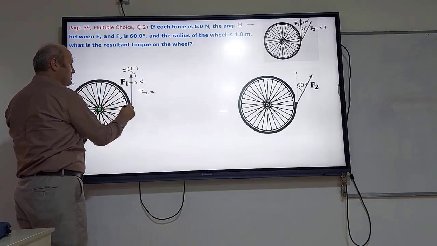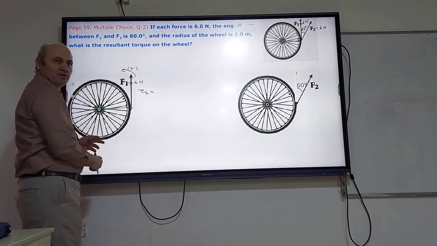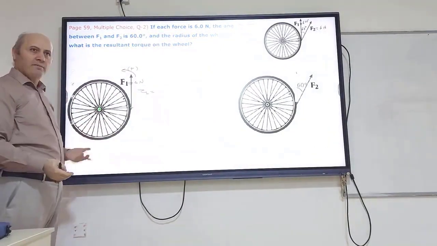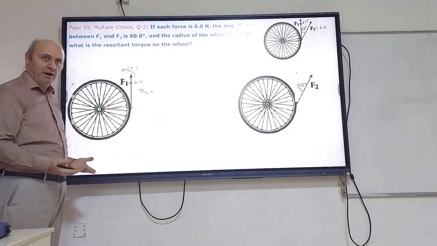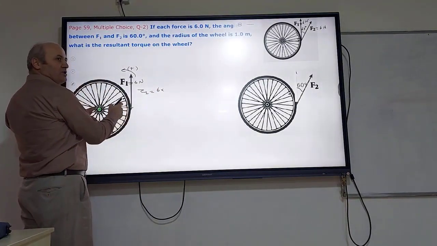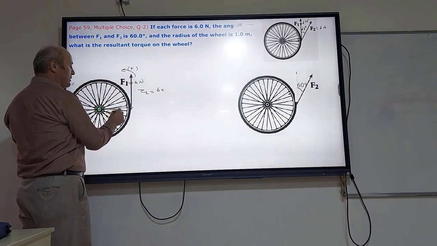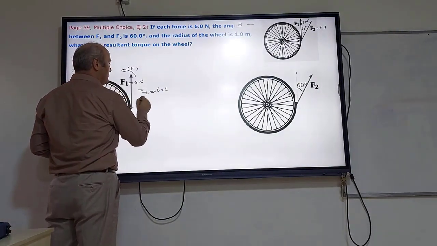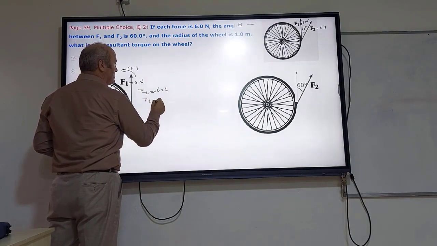At this point, how much is the angle between the force and distance? 90. Why? Because it's perpendicular to the radius. And the lever arm. This is 6 times the lever arm. Lever arm is how much? It's the radius of the bicycle wheel that's given as 1 meter, I think. Multiply them. Result is positive 6 Newton meter.